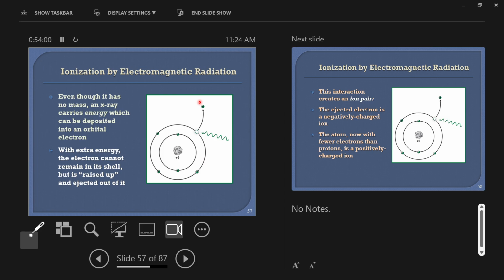It could hit something else. Let's say all of the photon's energy was used in the ejecting of the electron. So where's the photon? It's gone. The photon doesn't exist anymore.